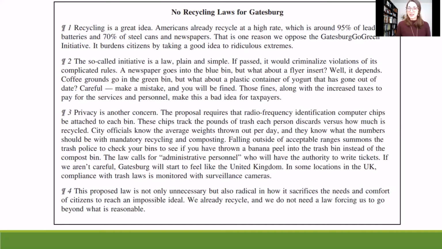All right, so here is reading number 2, no recycling laws for Gatesburg. And again, I'm going to invite you to push pause so that you can stop and read this before we move forward. Go ahead and push pause now.